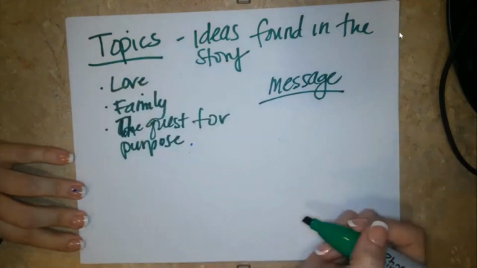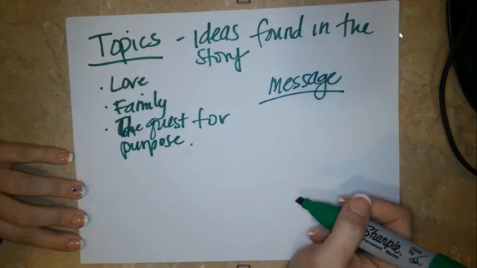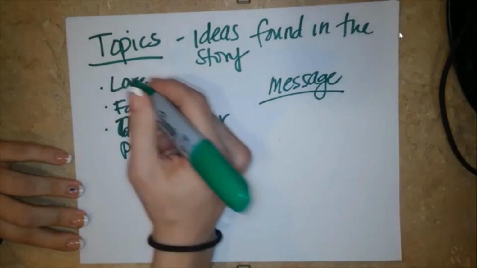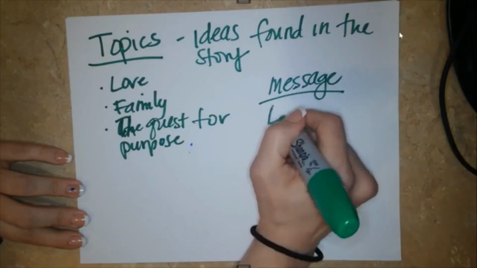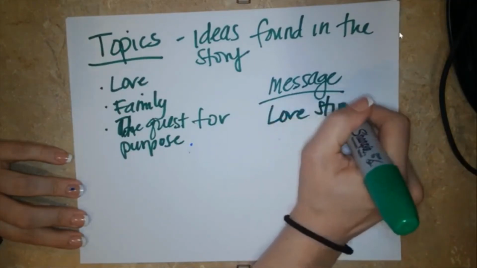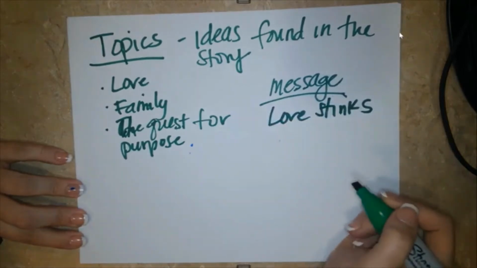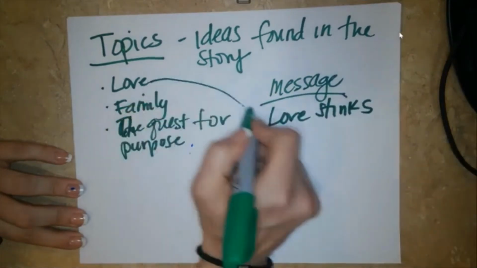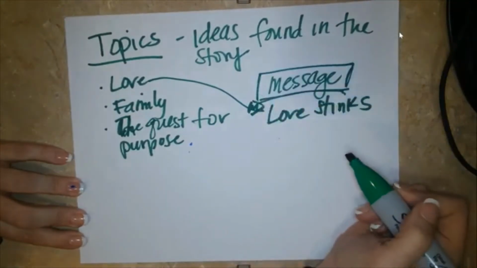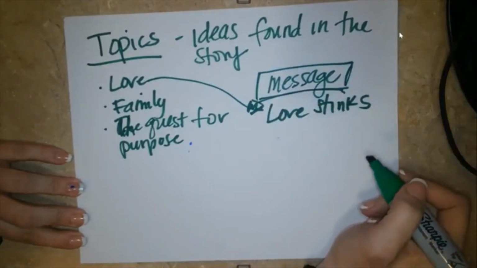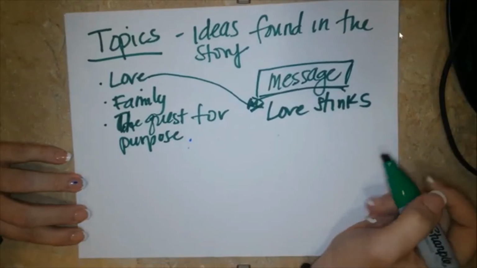That's because these are not messages. They are just ideas. So if we're going to turn these topics into themes, we have to say something about them. We might say, love stinks. Now we're saying something about love, where we have composed a message that has something to do with love. This could be a theme. Love stinks could be a theme.